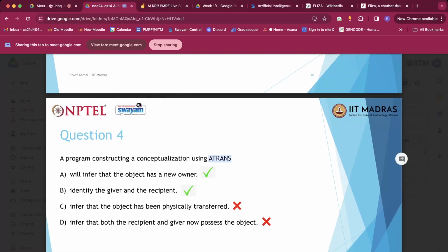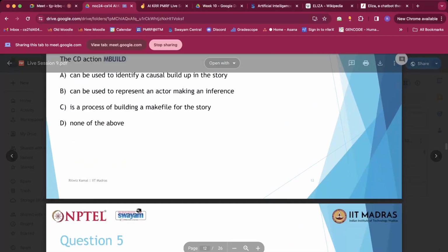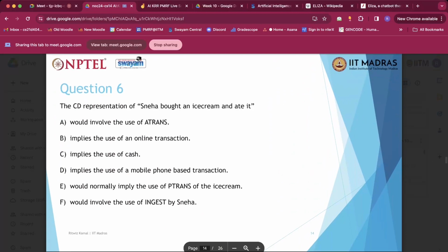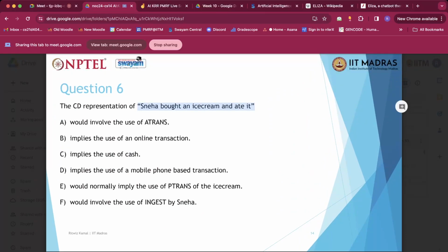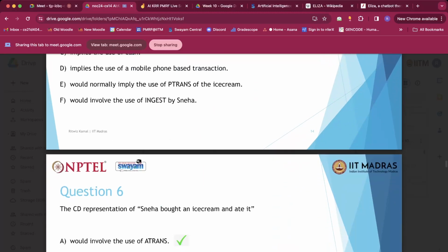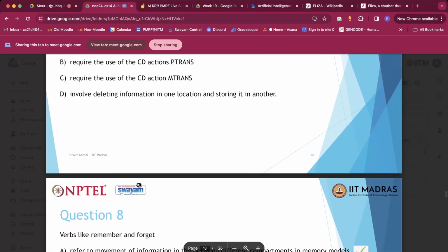So we discussed a question about ATRANS, a question about MBUILD, and a question about having an English sentence and then looking at the conceptual dependency representation of that particular sentence. Okay, so these are some of the types of questions that we discussed today.